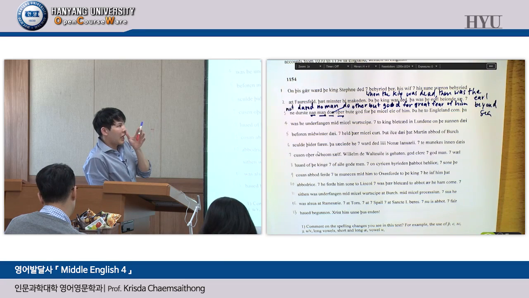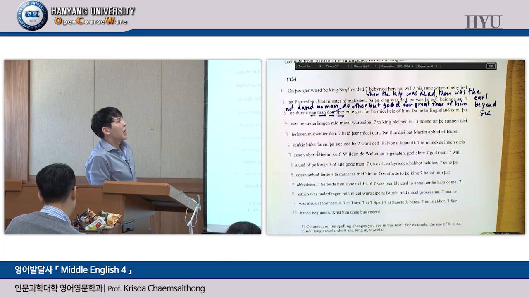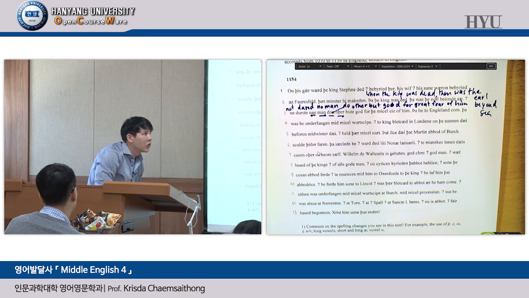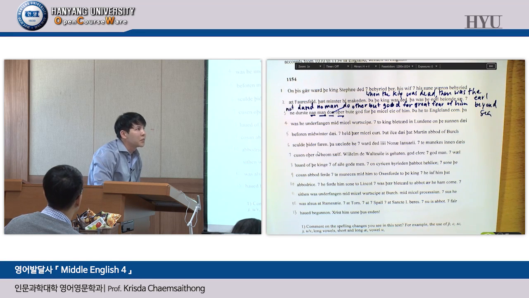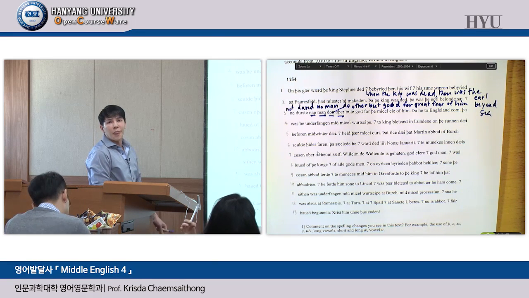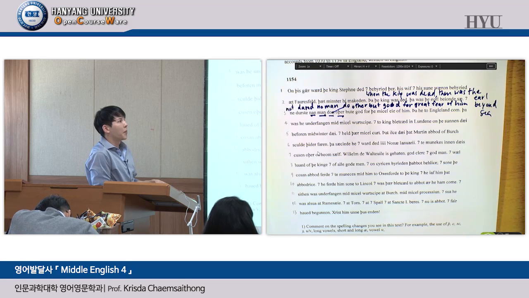Then is then, so this is from Old English. Then he to England came, right? Then he came to England. So that guy, William the Conqueror, came to England. What's notable here is the way they spell the word come, right? C-O-M, right? C-O-M.